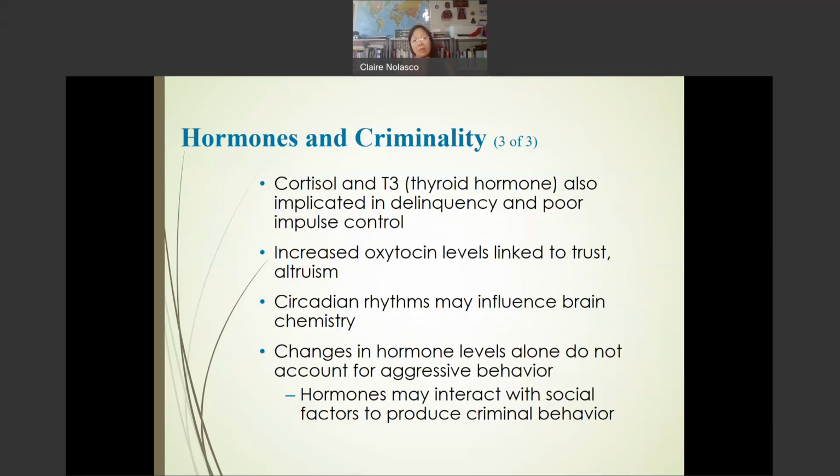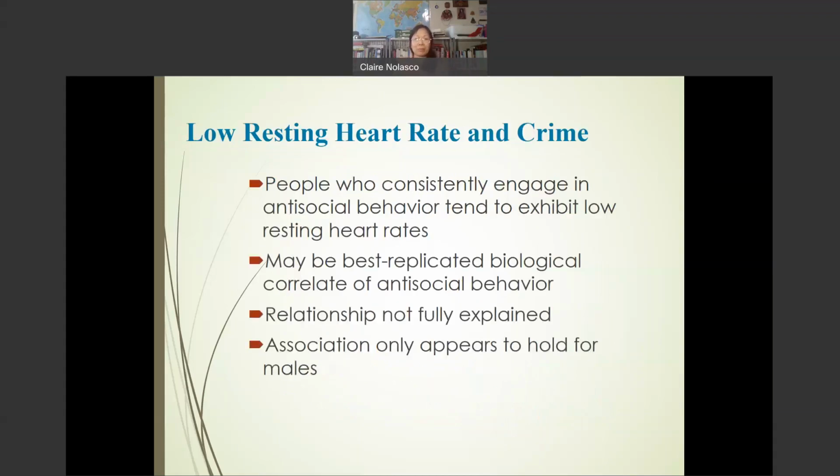traits. Another study shows that cortisol, which is the chemical released when you're stressed, and T3, which is a thyroid hormone, are linked to delinquency and poor impulse control. On the other hand, increased oxytocin levels are linked to trust and altruism. Circadian rhythms may also influence brain chemistry. And changes in hormone levels alone do not account for aggressive behavior. Humans may interact with social factors to produce criminal behavior.